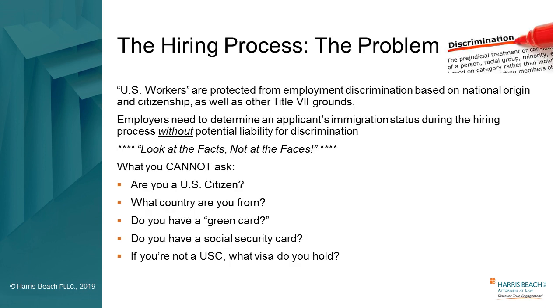So back to the actual hiring process. U.S. workers are protected from employment discrimination based on national origin and citizenship, as well as a number of other grounds that are listed under Title VII. So you as an employer are required to determine whether someone's legally able to work in the U.S., but you have to be able to do that without the potential for employment discrimination. One of the things I always say is look at the facts and not at the faces. You don't want to assume that someone is not a U.S. citizen or a U.S. worker just because they have an accent or because of their appearance.